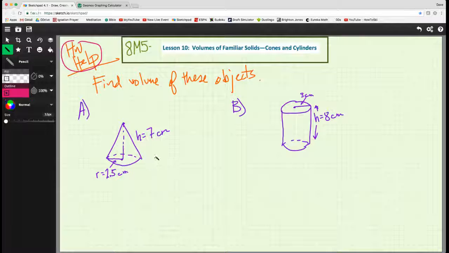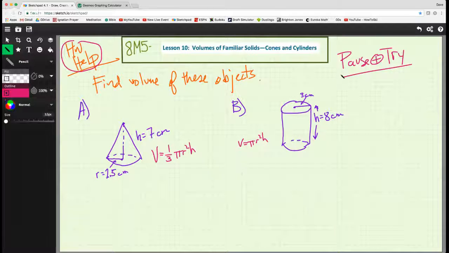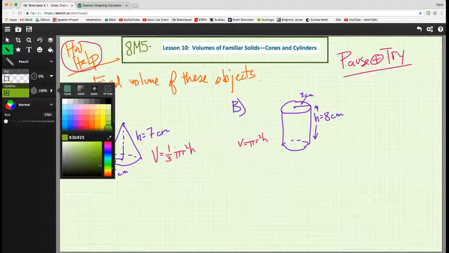Okay, so the volume of a cone is equal to 1/3 pi r squared h, and the volume of a cylinder is equal to pi r squared h. Now I want you to pause and try. You should be able to do this, but we'll see. Pause and try. All right. I assume you're back, so let's do it.